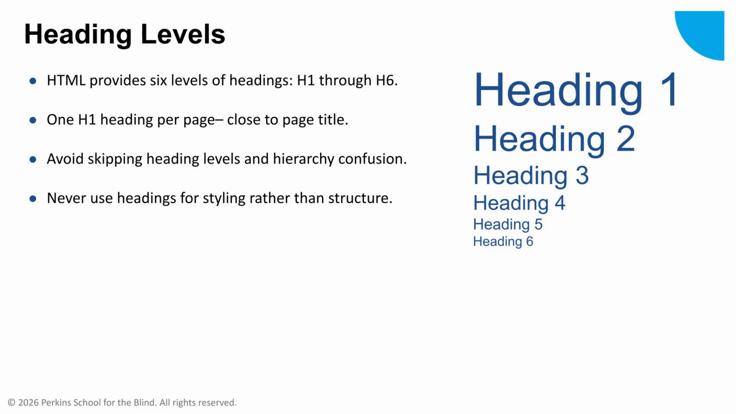Let's talk about heading levels. HTML provides 6 levels of headings, H1 through H6. H1 is the top level, representing the main topic of the page. H2s are major sections within the page. H3s are subsections under H2s, and so on. The key word here is hierarchy. Headings should reflect the relationship between different sections of content.